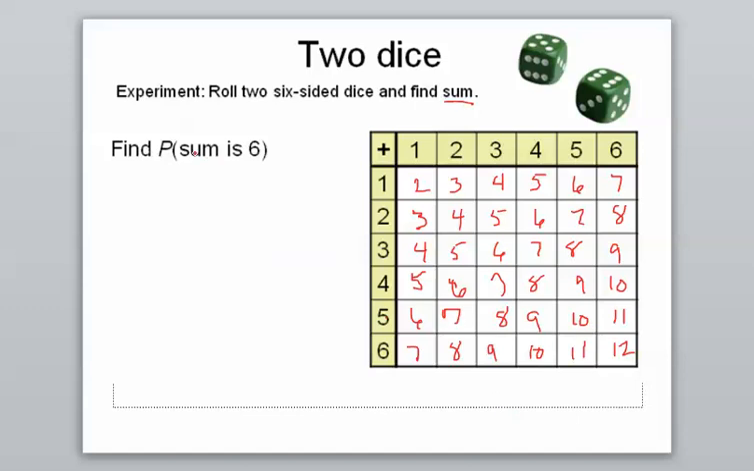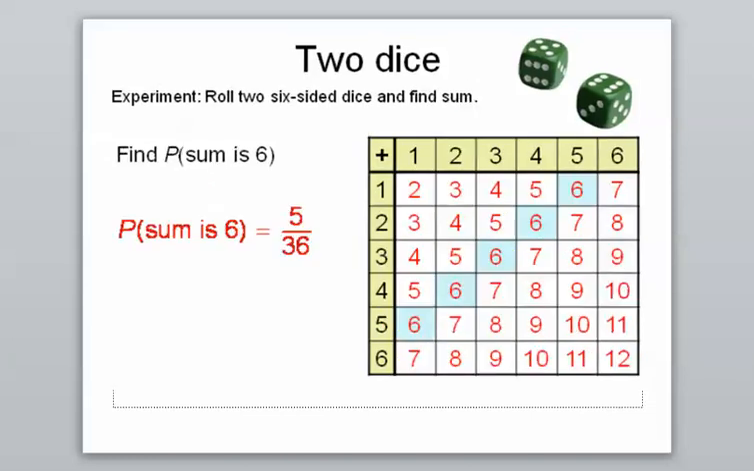So they're asking me, what is the probability of the sum being 6? Well, let's look at this. Where is my sum 6? It's 6 there, there, there, there, and there. How many of them did I highlight with that 6? I highlighted 1, 2, 3, 4, 5 of them. How many were there total? Well, 6 by 6, there's 36 possible values there. So the probability of the sum being 6 is 5 out of 36.